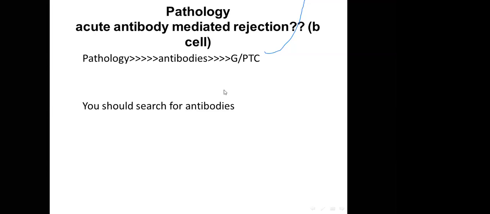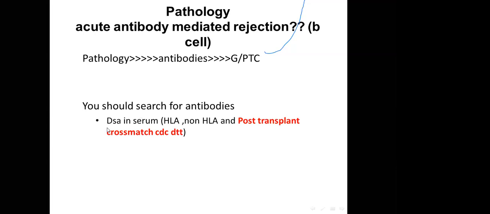That's why in the pathology, if you are told that the pathology shows acute antibody-mediated rejection, you expect antibodies to reach the glomerulus and the peritubular capillaries and cause what is called glomerulitis and peritubular capillaritis. Also, you should search for the antibody in the serum, and this is why we search for DSAs in the serum, and this is HLA and non-HLA, and I wanted to highlight what is called post-transplant cross-match CDC-AHG.